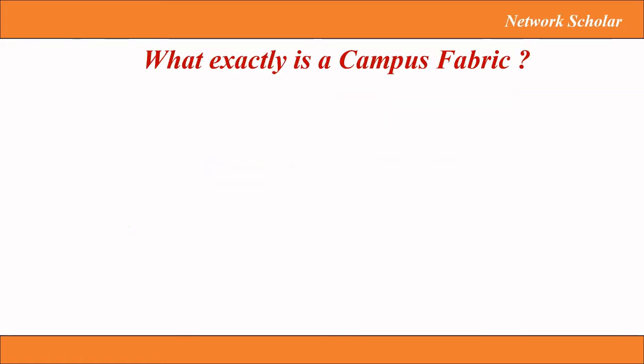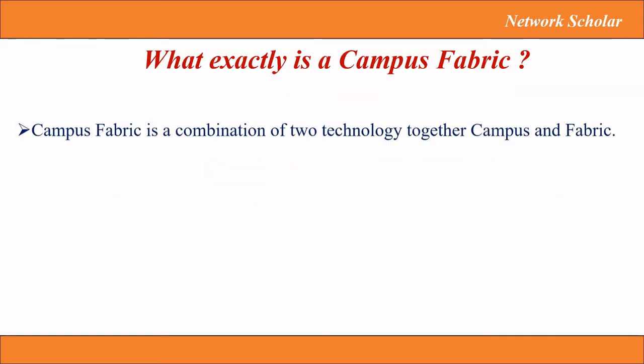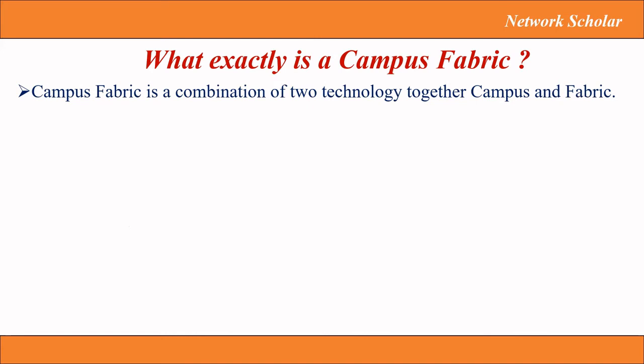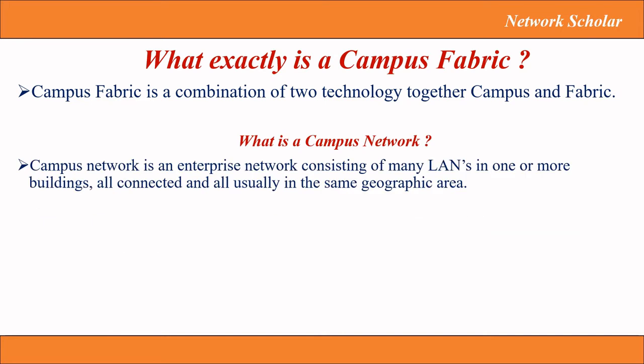Okay, what exactly is a campus fabric? Campus fabric is a combination of two technologies together, campus and fabric. If you would like to know what campus fabric is, first of all we will learn about campus and then fabric. If we know the campus and the fabric, we will be able to know what the campus fabric is. So what is a campus network? A campus network is an enterprise network consisting of many LANs in one or more buildings, all connected and usually in the same geographical area.